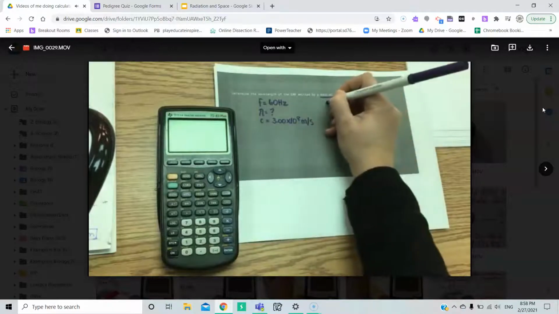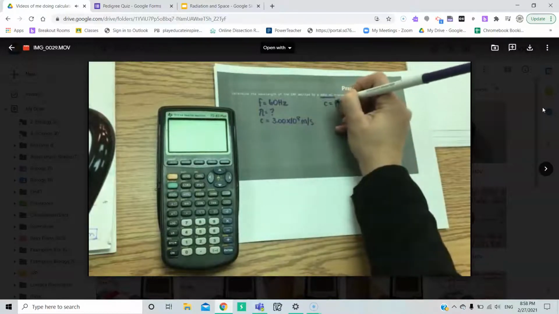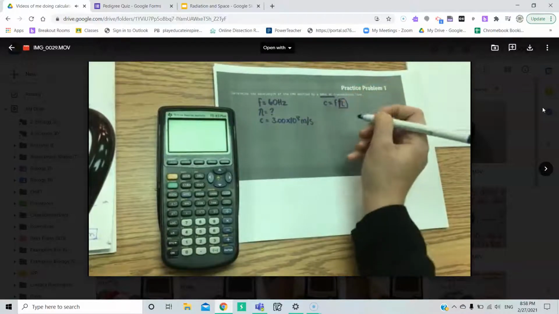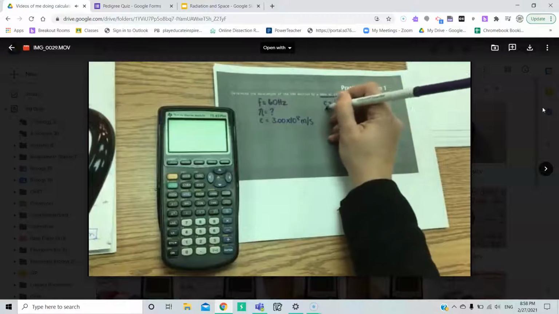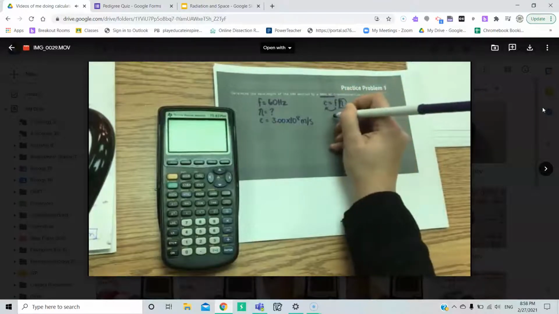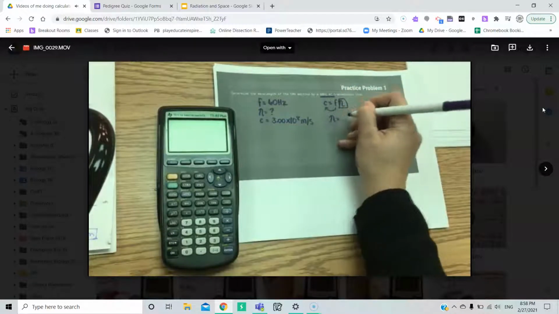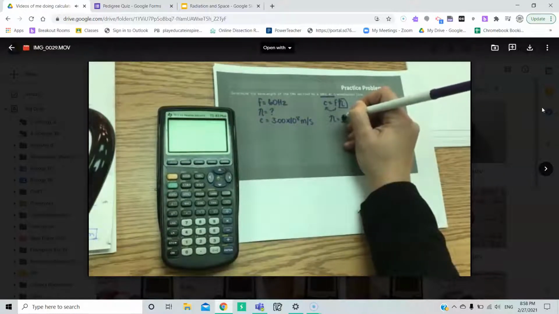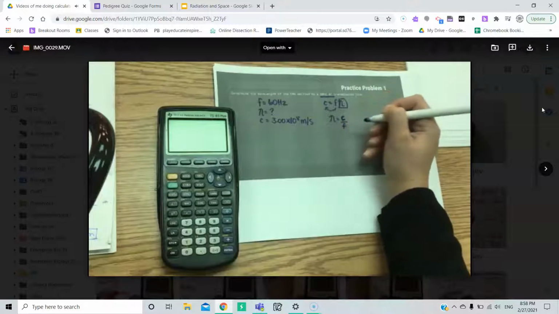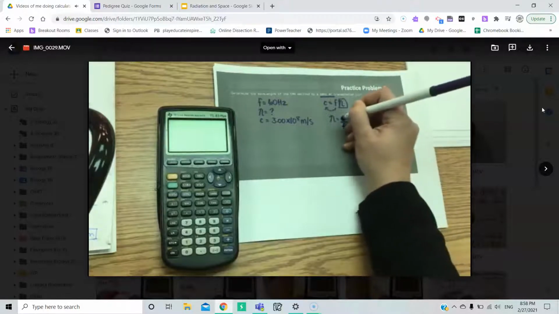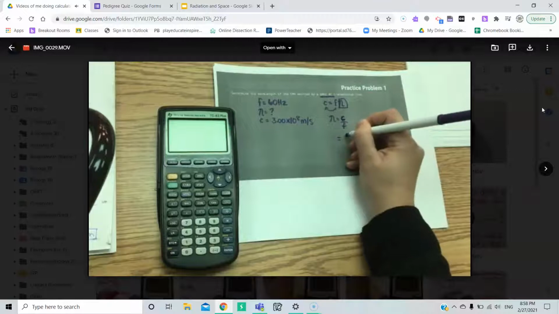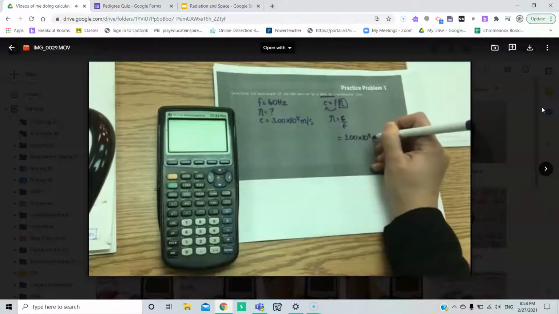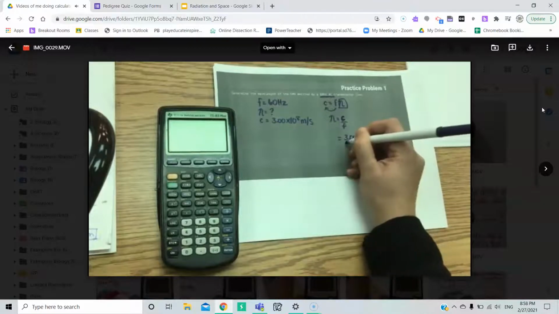Now what we want to do is write out our formula: c equals frequency times wavelength. However, we want to solve for wavelength, so we need to make sure that we switch our formula. In order to do that, we're going to bring frequency to the other side. Wavelength is going to equal the constant divided by the frequency. So I'm going to take my constant of 3.00 times 10 to the 8th, and I'm going to divide it by my frequency.